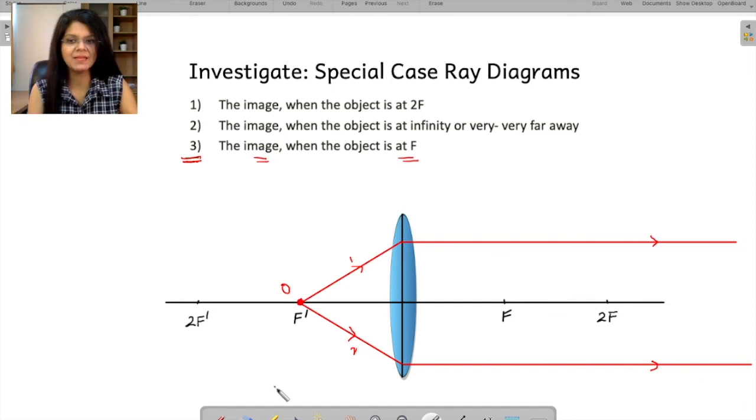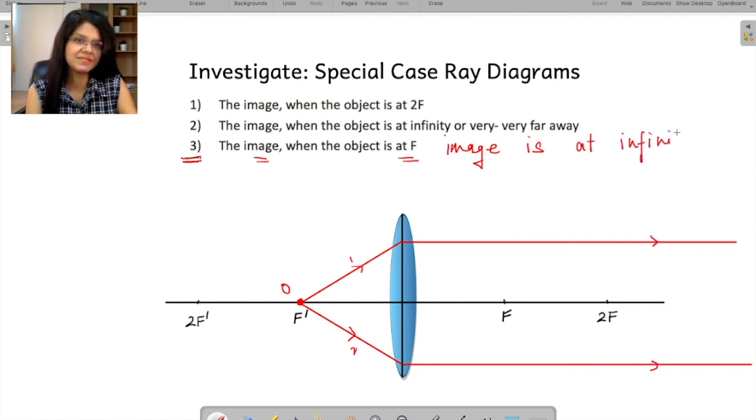So where is the image formed? The image is at infinity. So that's how you describe the image when the object is at focus. When the object is at focus, you say that the image is at infinity.